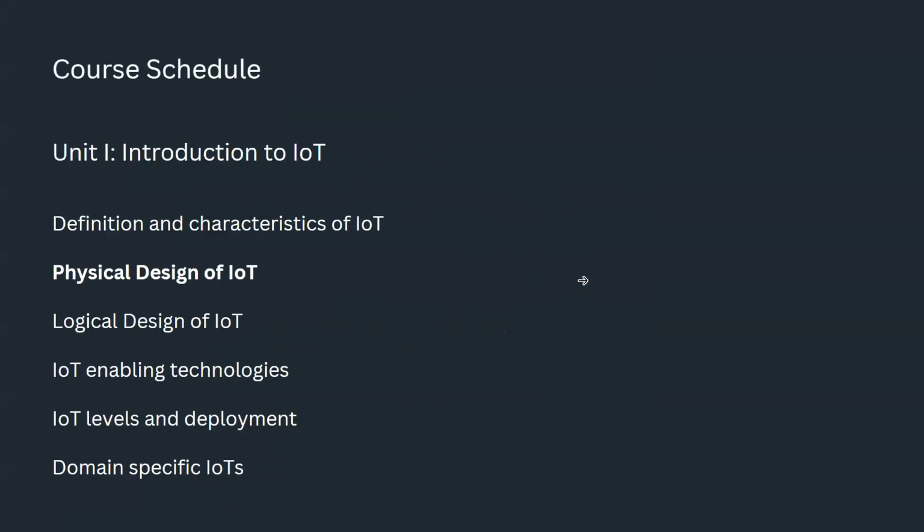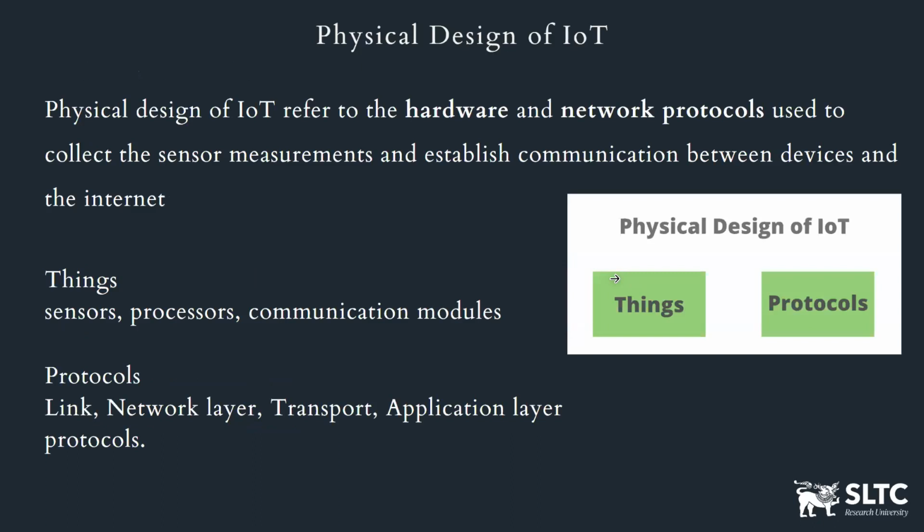So when we take the course schedule under Unit 1, we have the introduction to IoT, and we are currently in the second title of the unit. So we have the physical design of IoT. After this session, we will have the logical design of IoT, IoT enabling technologies, IoT levels and deployment, domain-specific IoTs, and so on. So let's start with the physical design of IoT.